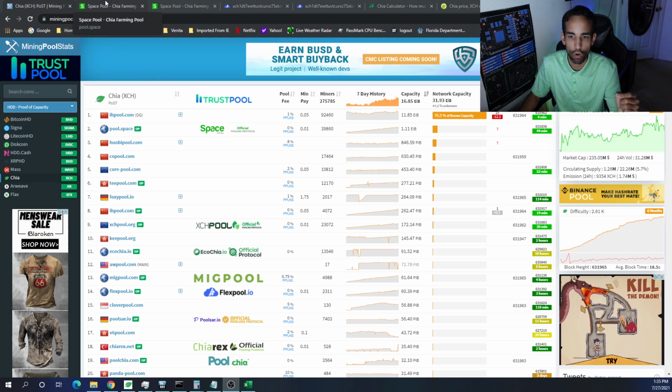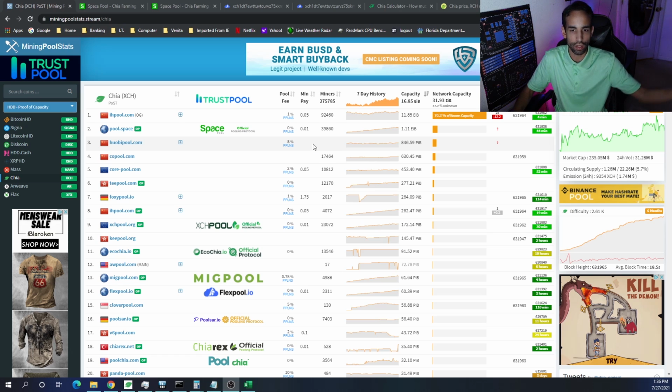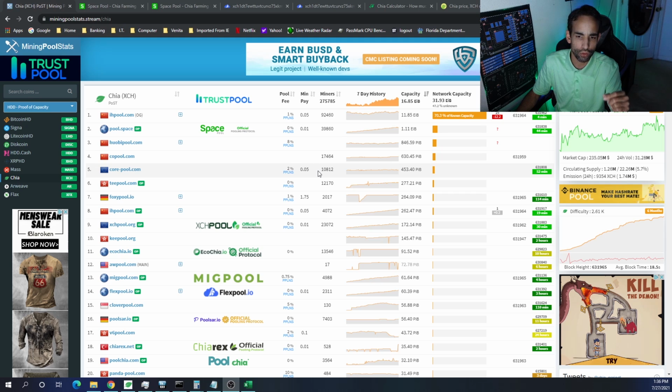Space Pool's overall network hash rate has increased to basically over one exabyte and going even further beyond that. Its minimum payout is 0.01, which I can confirm. I believe the pool fee is about 1%. It should be 1% as of now because it was 0% towards the beginning or opening of the pool, just not now. Core Pool is 2% with a minimum payout of 0.05.